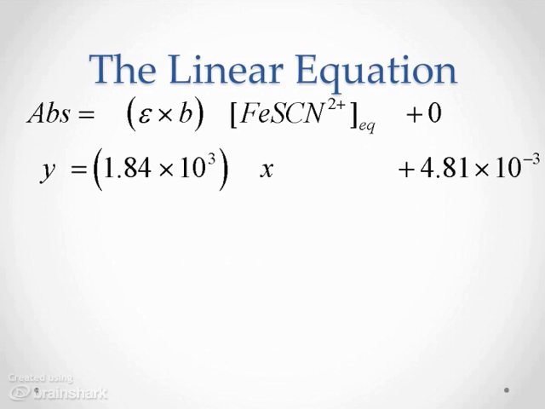Let's take a look at the equation from the plot. That value of 1.84 times 10 to the 3 for the slope of this plot is pretty average. That's about the value that you're looking for, that sort of ballpark figure for your epsilon times b value. So that's pretty good for your slope.